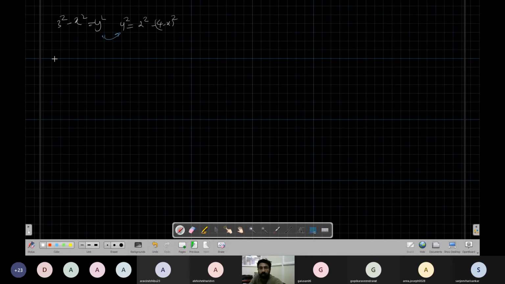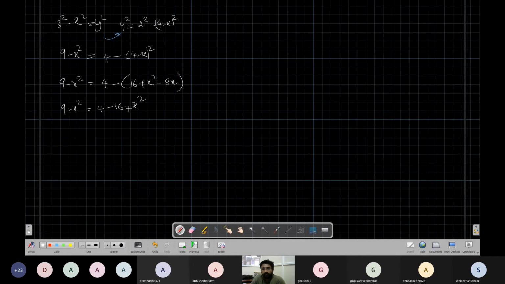So that means 3 square, that is 9. 9 minus x square will be equal to 4 minus x whole square. Okay, so we can solve this. 9 minus x square is equal to 16 plus x square minus 8x. Please solve this. It's a simple quadratic equation. 9 minus x square is equal to 16 minus x square plus 8x. So this x square and x square will get cancelled.